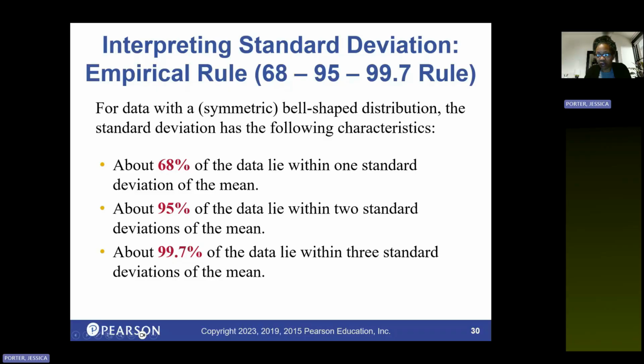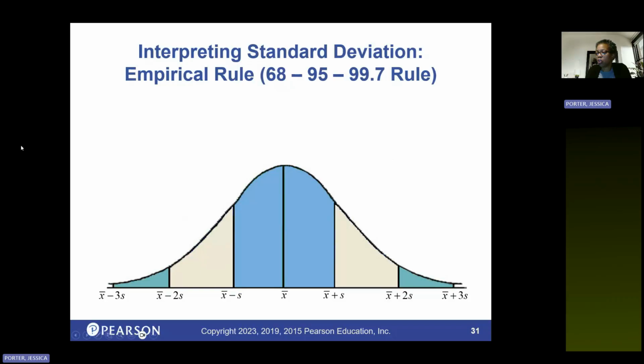Let me see if I've got a graphic coming up here. Yes, I do. So what do they mean? Here's the mean, down at the bottom, and 1 standard deviation away to the left is x bar minus the standard deviation, and to the right is x bar plus the standard deviation. So 68% of your data points are within 1 standard deviation of the mean.